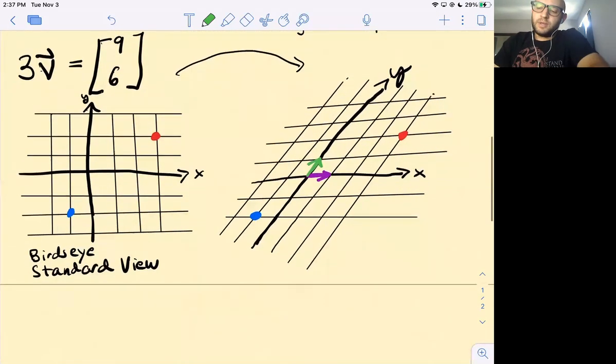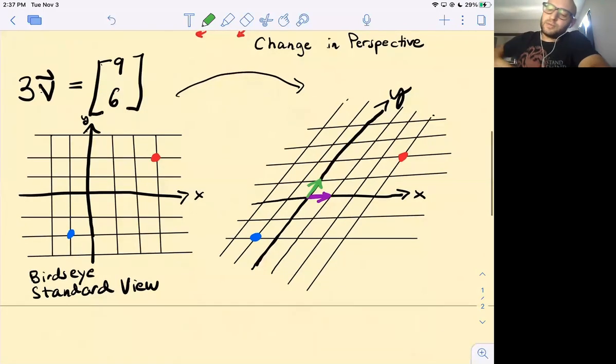So, and this will show you what matrix multiplication is, and it will give you another interpretation of solving a 2x2 system.